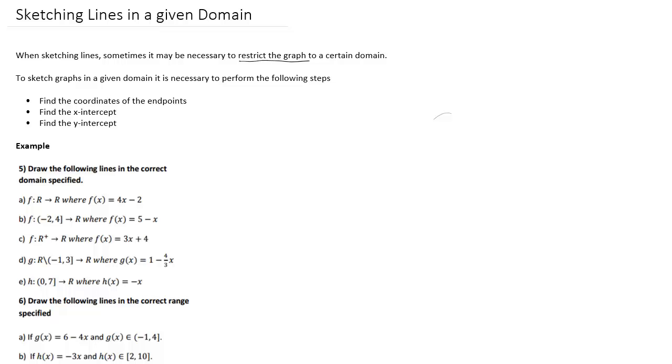Welcome to this tutorial about sketching lines in a given domain. Now, when sketching lines, sometimes it's necessary to restrict the graph to a certain domain or to a certain range. Depends on the question, of course.